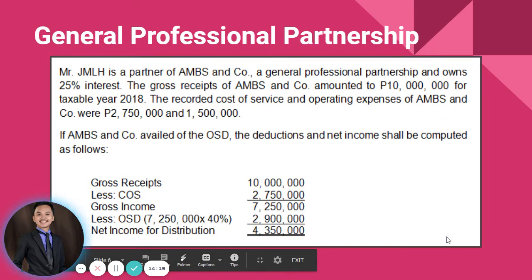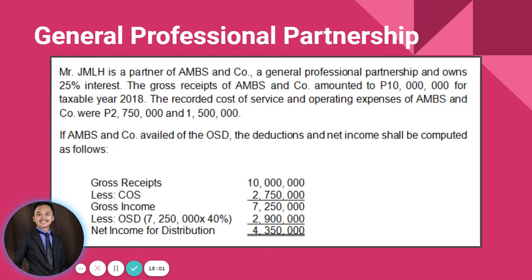Now, we have here an illustration. Mr. GMLH, for example, is a partner of AMBS and company, a general professional partnership, and owns 25% interest. The gross receipts of AMBS and company amounted to 10 million for taxable year 2018. The recorded cost of service and operating expenses of AMBS and company were 2,750,000 and 1.5 million respectively. Now, assuming that AMBS and company availed of the OSD, the deductions and the net income shall be computed as follows.